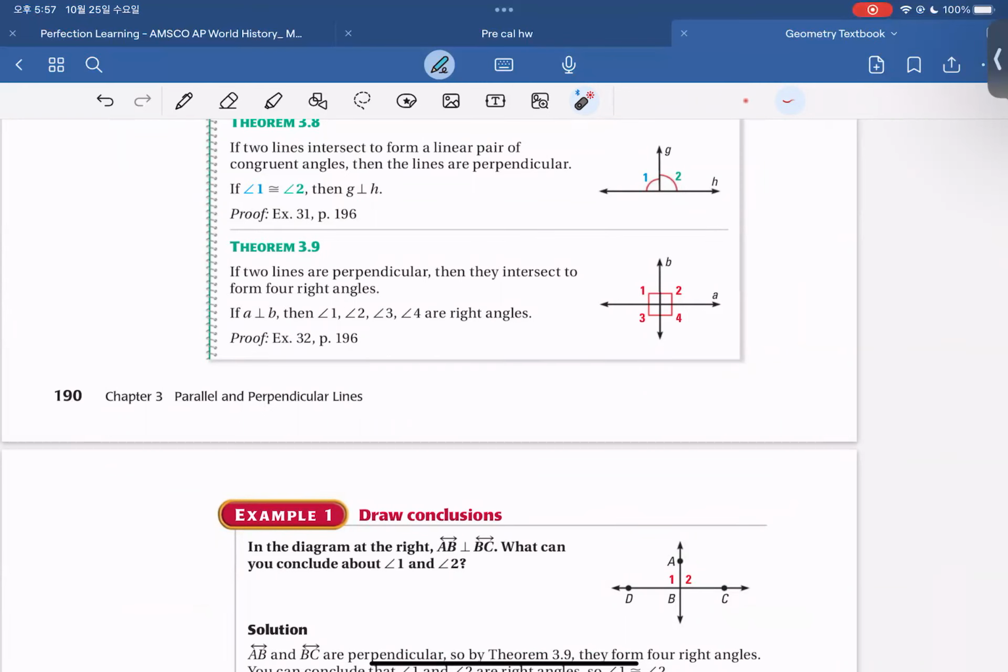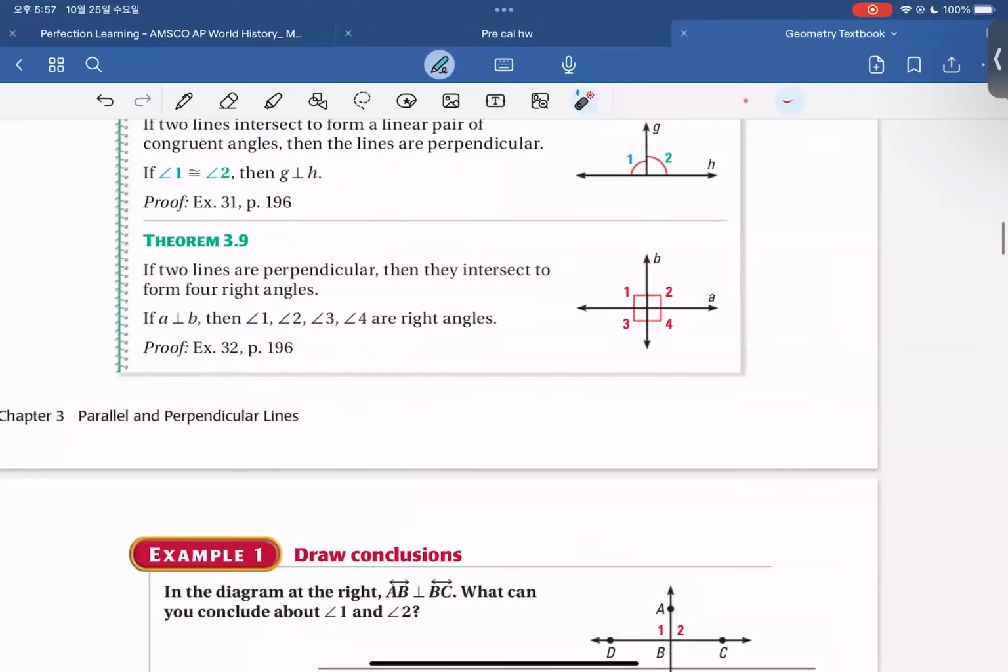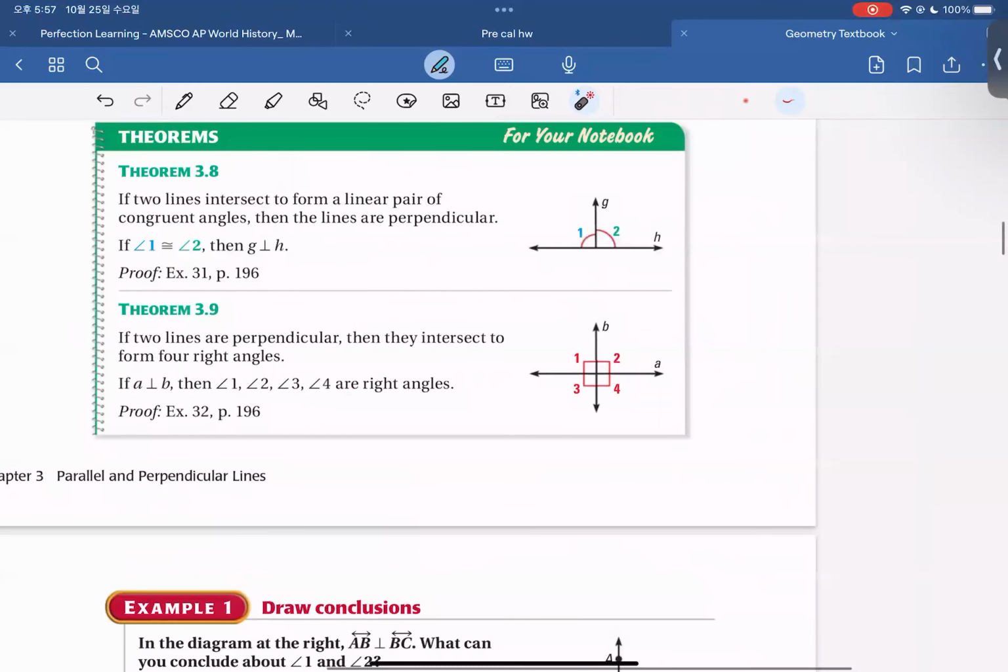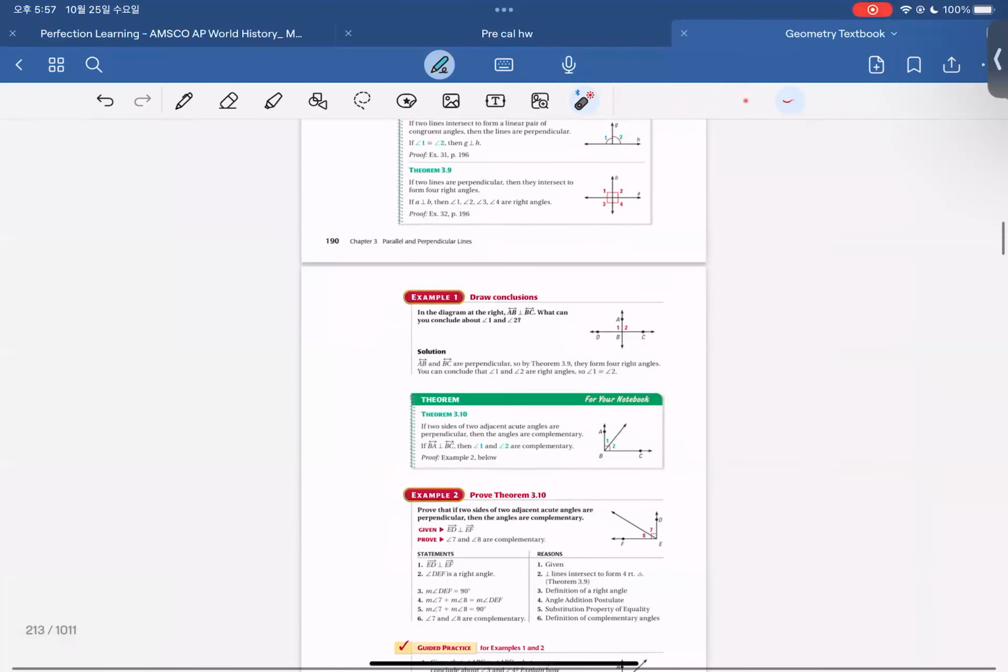Here, the second theorem says if two lines are perpendicular, then they intersect to form four right angles. This is also pretty straightforward, because from the previous theorem, we know that here is 90 and 90, which also means that the angles below here would also be 90. So this is also pretty straightforward.